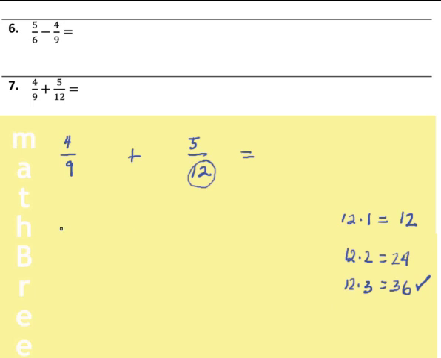so that will be our common denominator, actually our least common denominator. Okay, let's multiply by 4 to get 36, top and bottom. And here let's multiply by 3 to get 36, top and bottom. And now we're ready to keep the denominator of 36 and just add those numerators, and we get 31 over 36.